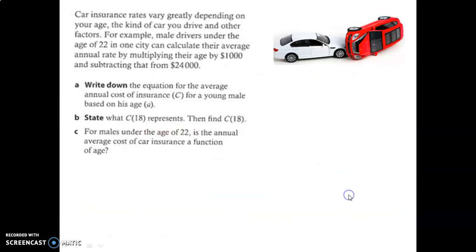Okay, let's look at another one. This one, read this. It's about car insurance and see if you can make a function answering question A. Okay, the function should look like this. We know the cost of insurance is based on age, so C of A, cost based on age. And we know it begins with 24,000 minus 1,000 times the age. Okay, so what does C of 18 represent and what is C of 18?